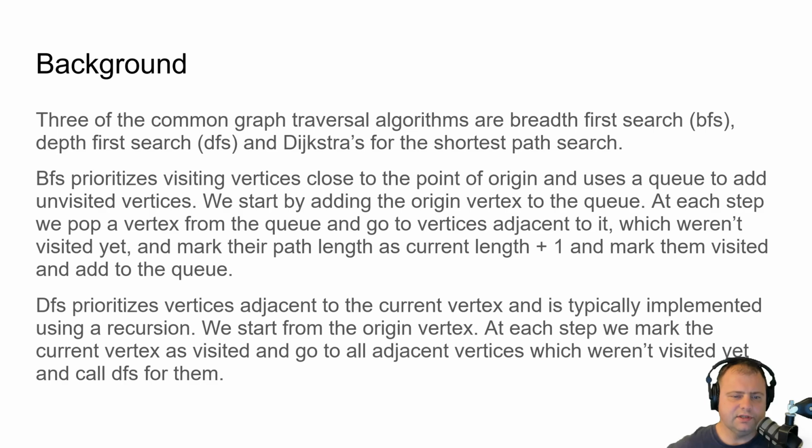BFS prioritizes visiting vertices close to the point of origin and uses a queue to add unvisited vertices. So the principle is first in, first out. We are gradually expanding visited vertices around the point of origin. We start by adding the origin vertex to the queue. At each step we pop a vertex from the queue and go to the vertices adjacent to it which weren't visited yet, mark their path length as current length plus 1, mark them visited and add them to the queue.